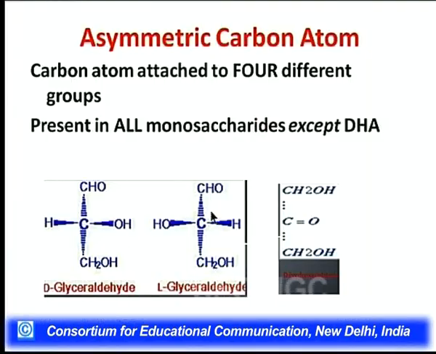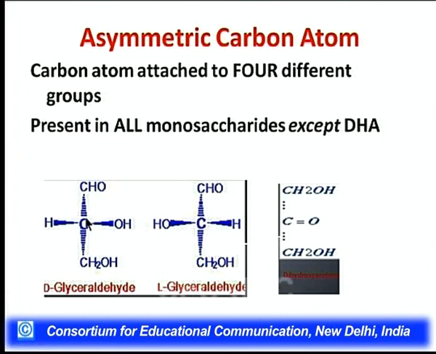This gives rise to a special type of isomerism, which is stereoisomerism, that is, optical isomerism. By stereoisomerism I mean that the compounds have the same molecular formula and the same structural formula, but the arrangement of atoms in the molecule in space is different. So when we are talking of D-glyceraldehyde and L-glyceraldehyde, the orientation of groups at the chiral carbon is different.